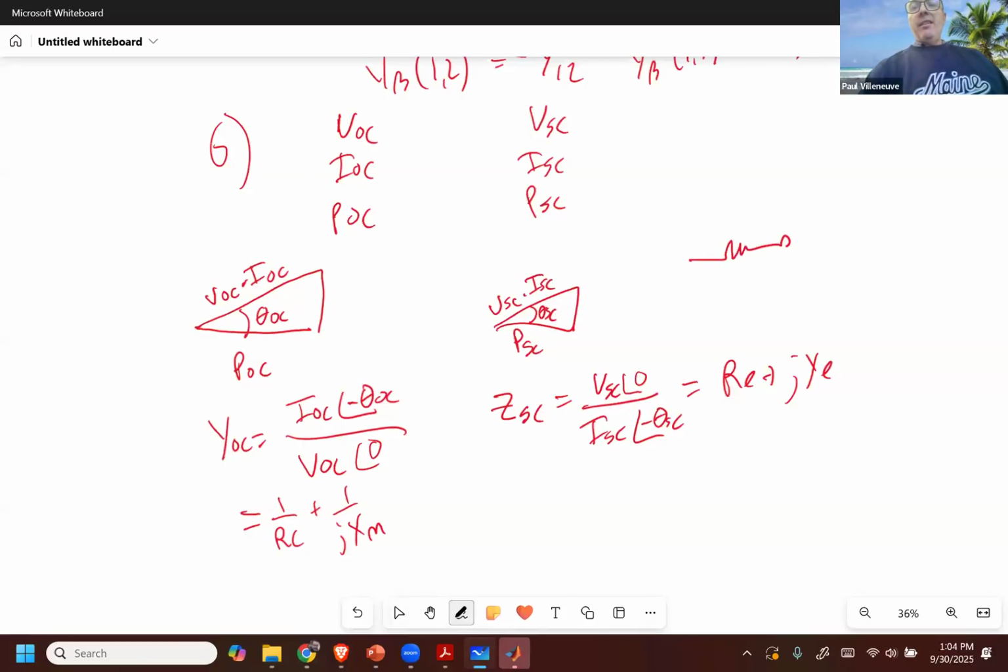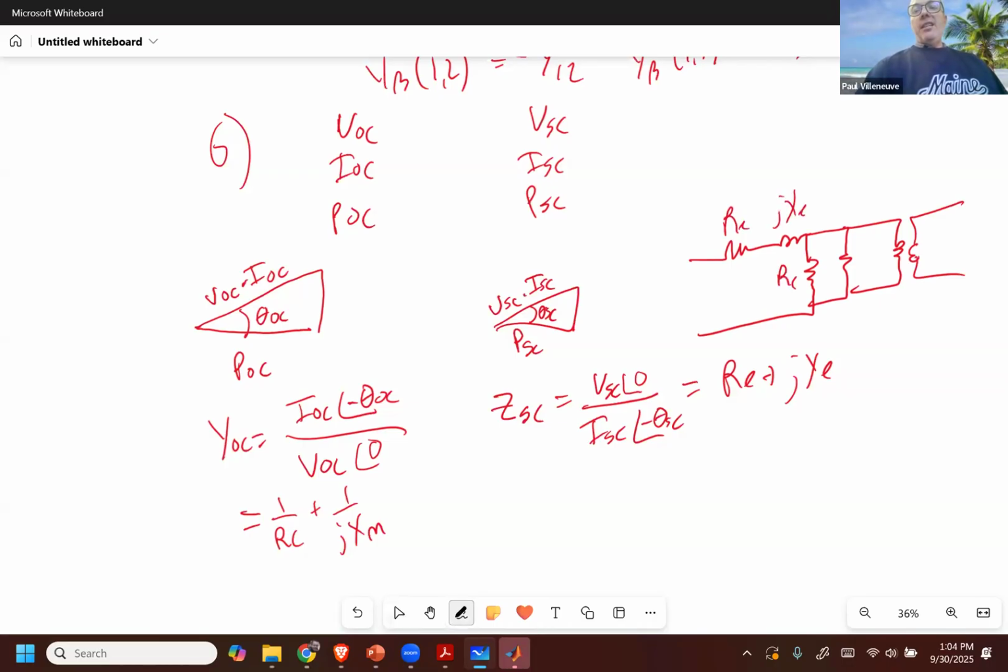That was the equivalent circuit model. And that looks like this, right? RE, JXE, RC, JXM.